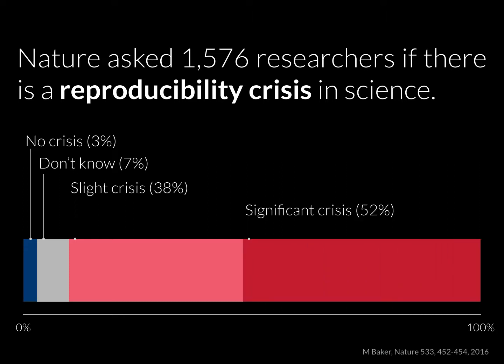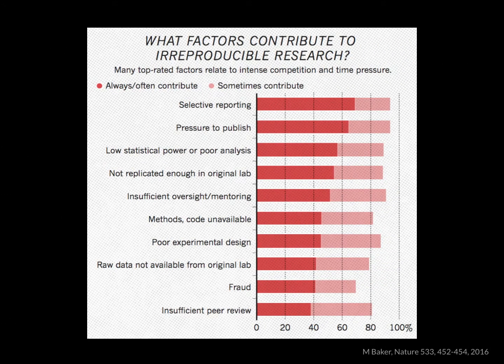But I'd say if we add this up, we have about 90% of all people that they asked say there is a reproducibility crisis, either a slight one or a significant one. So that is pretty striking. And they also asked, well, what are the problems? What do you see as issues with reproducibility? And here's an overview of the factors that people reported that are contributing to irreproducible research.